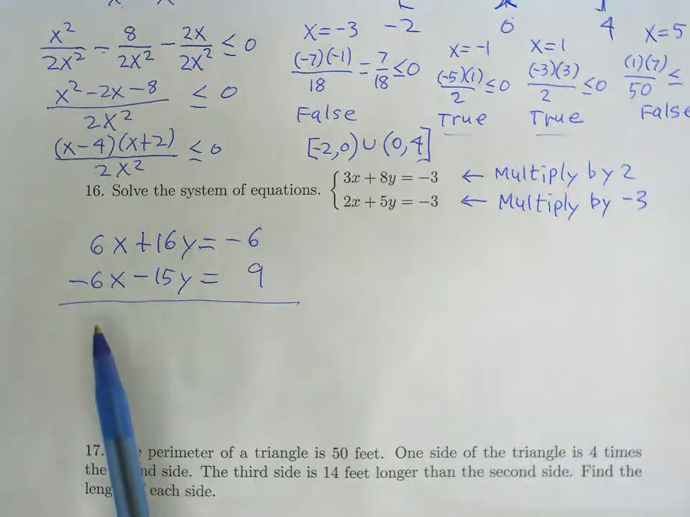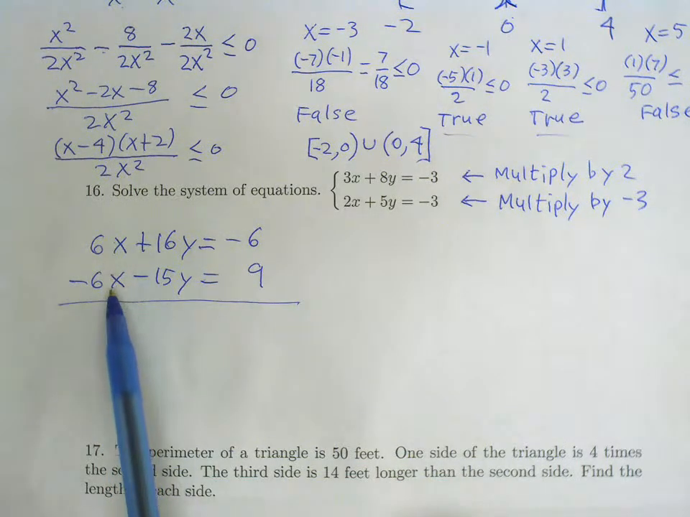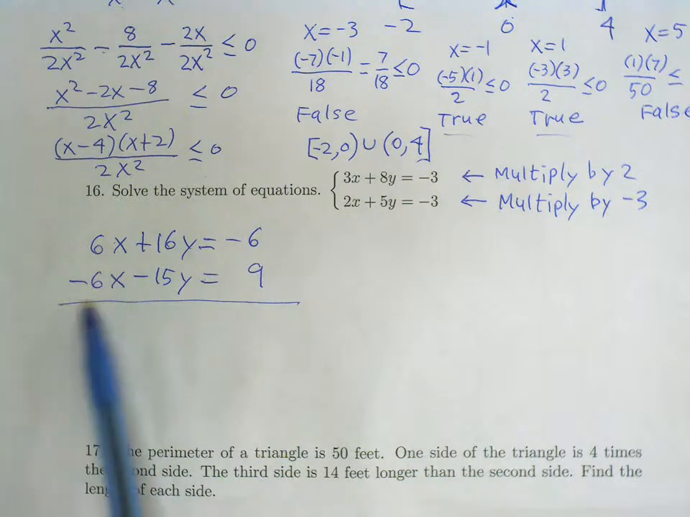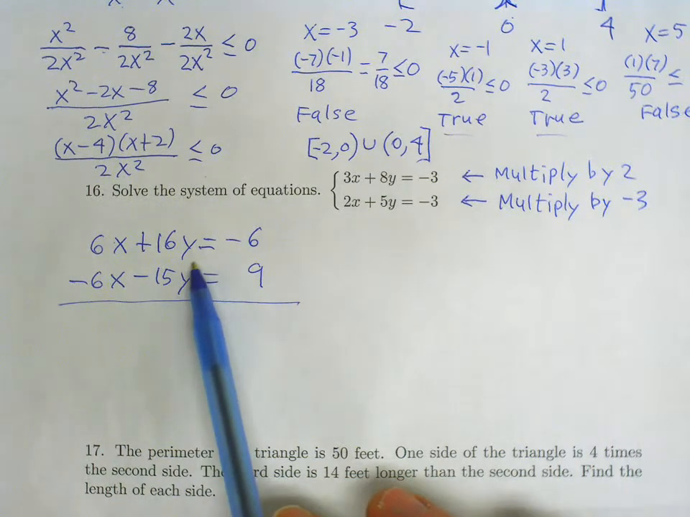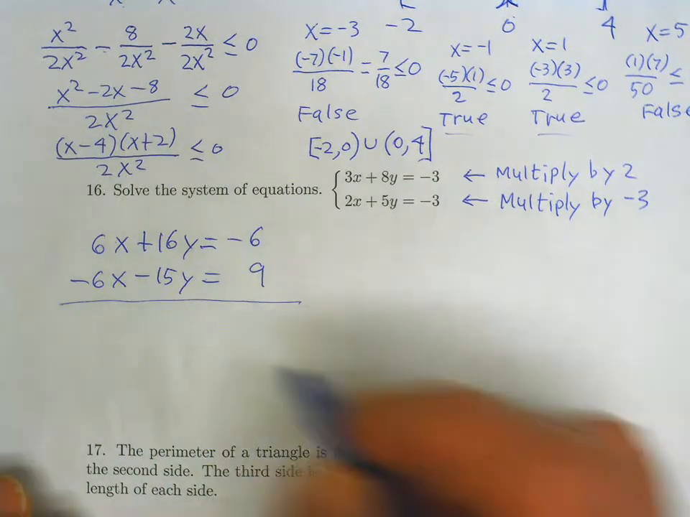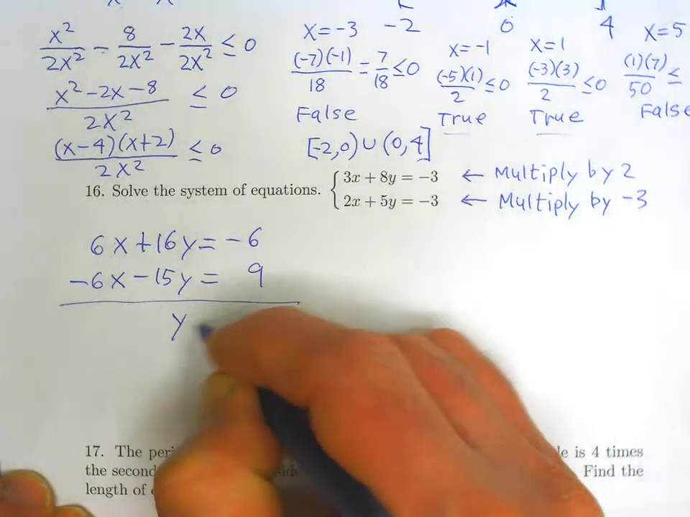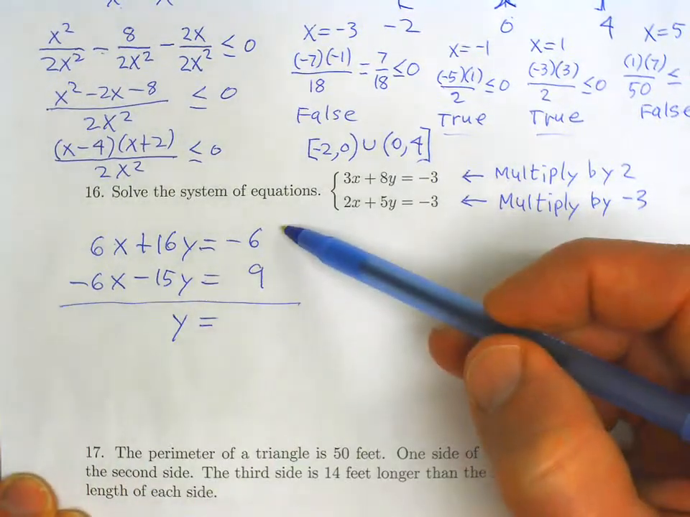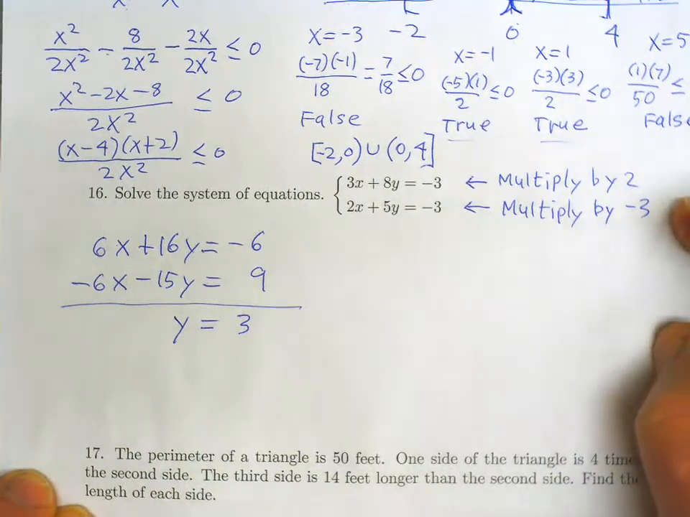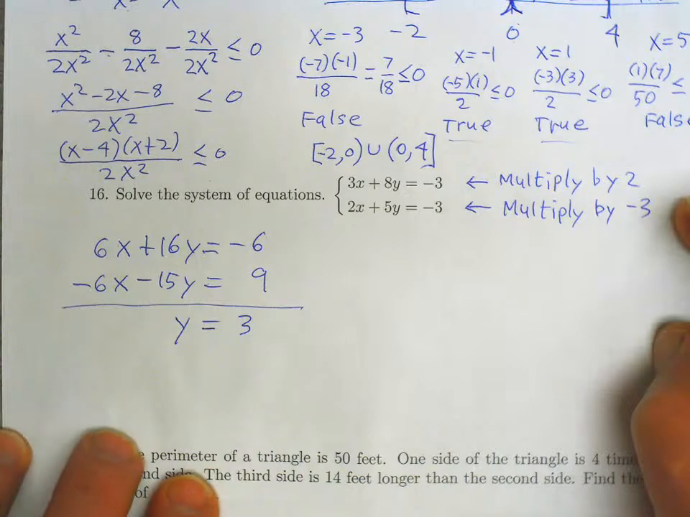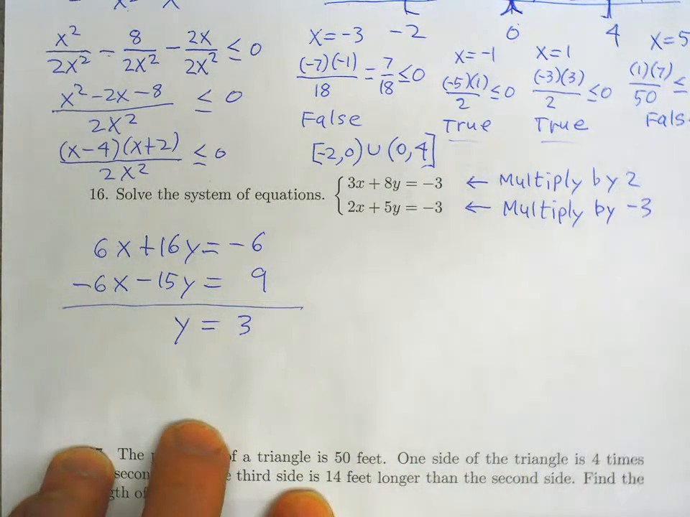So as I mentioned, we were trying to eliminate x, and x is eliminated because 6x plus -6x is 0. And then 16y plus -15y is +1y, or y. And then on the right-hand side of the equation, -6 plus 9 is 3. So y equals 3 is the y-coordinate of the solution.